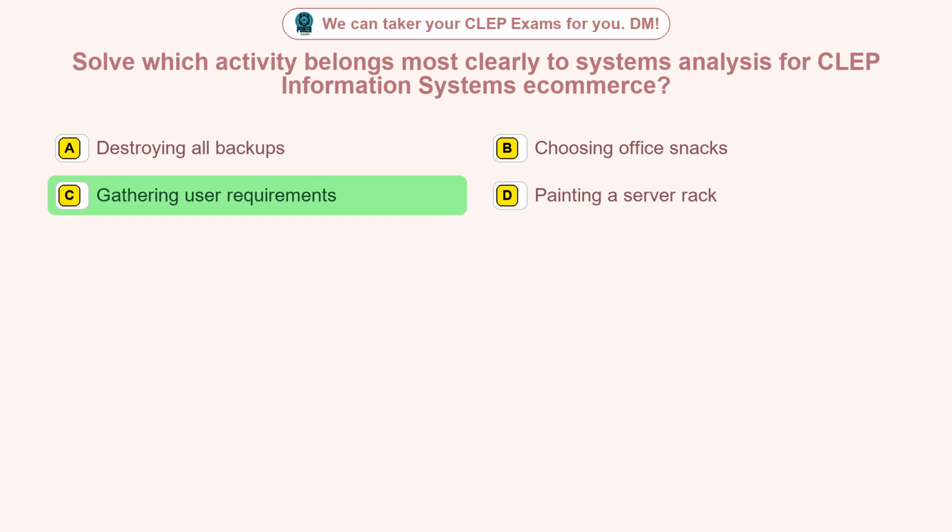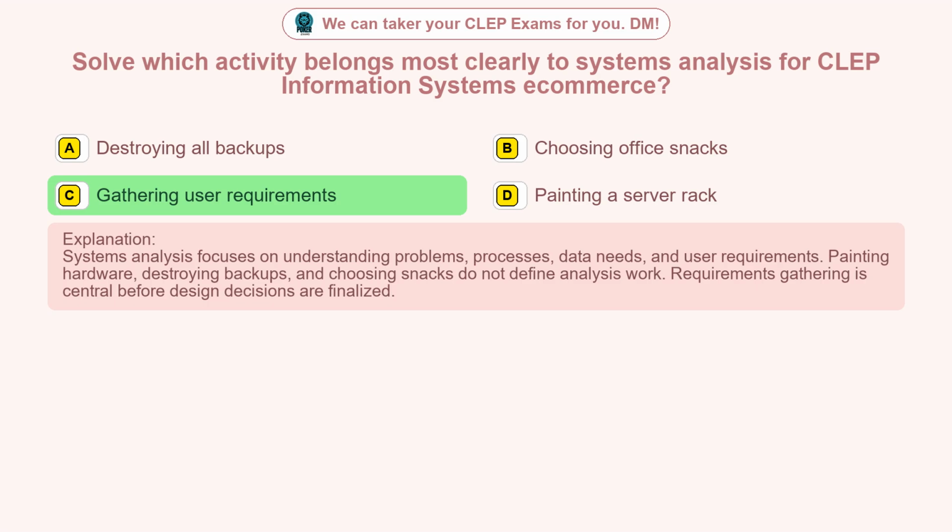The correct answer is option C. Gathering user requirements. Systems analysis focuses on understanding problems, processes, data needs, and user requirements. Painting hardware, destroying backups, and choosing snacks do not define analysis work. Requirements gathering is central before design decisions are finalized.